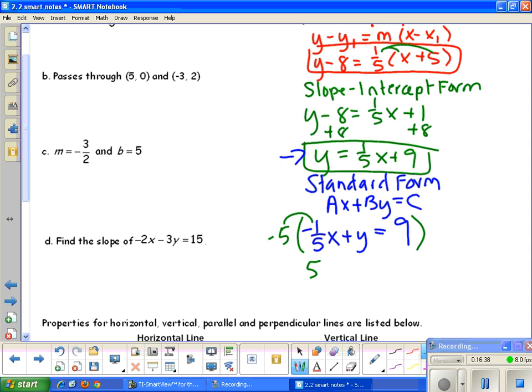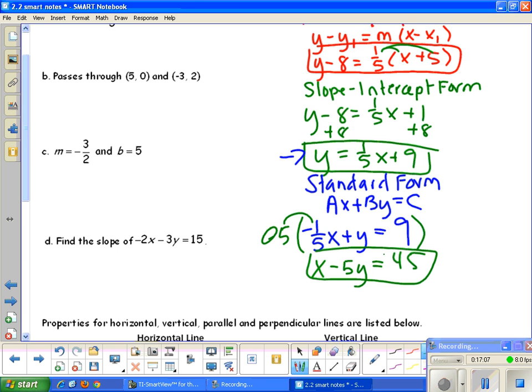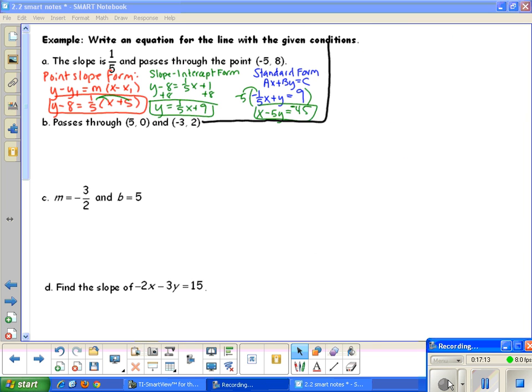So -5 times -1/5 would be positive 1x, so I just write x. -5 times +1 would be -5, and then we have that y there. And then -5 times the 9 would give us 45. And so this would be my equation if it were written in standard form. And I just noticed that I forgot because this is -5 times +9, so that's negative 45. So that would be my standard form. And so I just shrunk all those and put them underneath the equation.